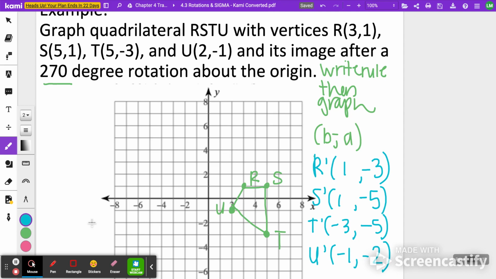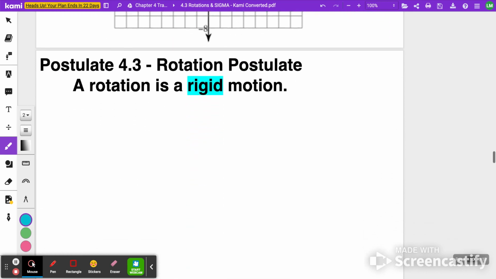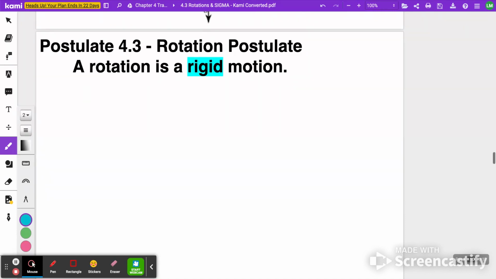Now let's go ahead and plot these points. Here's the final result of our rotated figure, R prime, S prime, T prime, and U prime, all of those points being plotted around the origin using a 270-degree rotation. The next thing we want to understand is the postulate that supports this. The rotation postulate just says a rotation is a rigid motion, which means it does not change the size or shape of the figure.